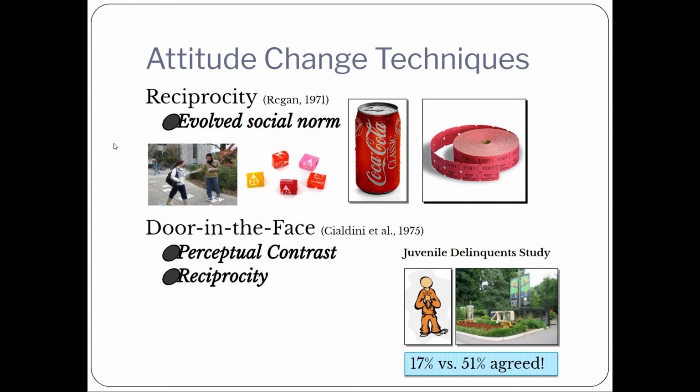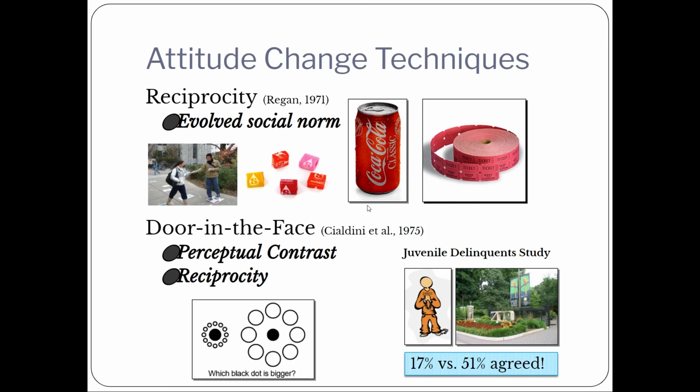Why did this door in the face technique work? There are two mechanisms, two explanations. One is perceptual contrast. Because we're contrasting the request to different anchors, different comparison points, the request might seem bigger or smaller.